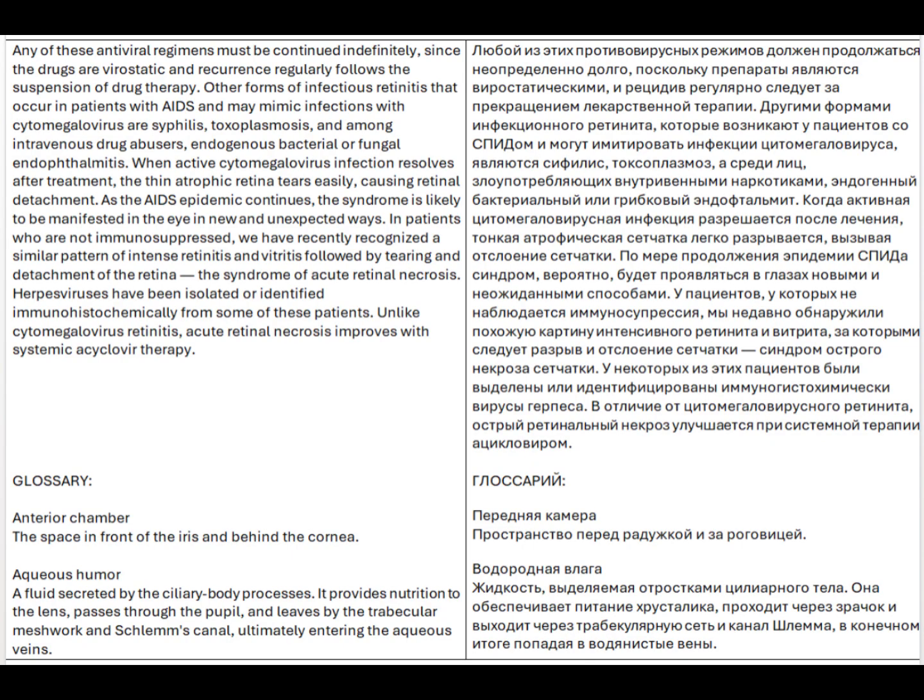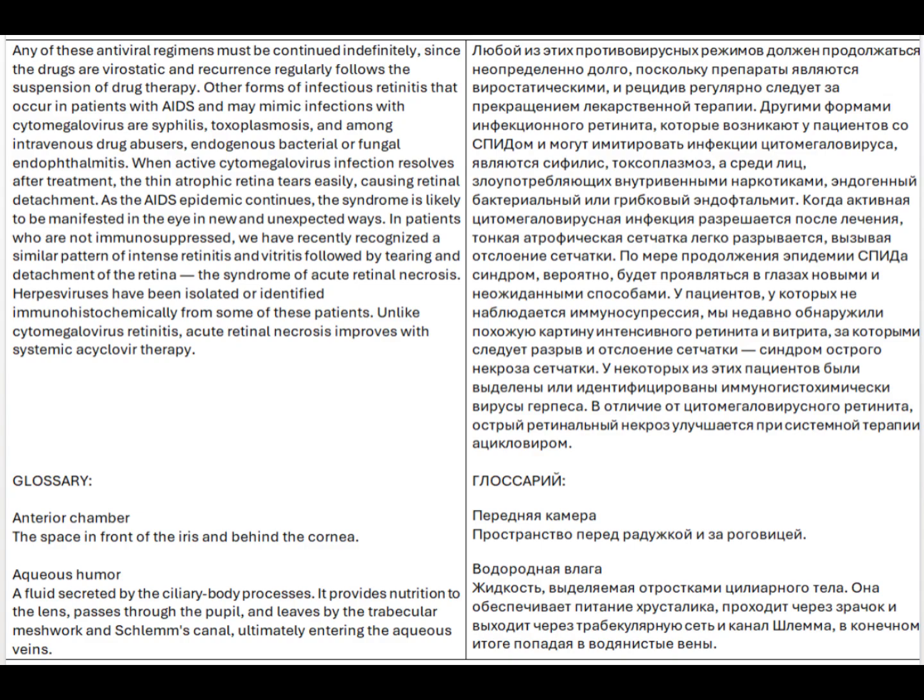In patients who are not immunosuppressed, we have recently recognized a similar pattern of intense retinitis and vitritis followed by tearing and detachment of the retina, the syndrome of acute retinal necrosis. Herpes viruses have been isolated or identified immunohistochemically from some of these patients. Unlike cytomegalovirus retinitis, acute retinal necrosis improves with systemic acyclovir therapy.